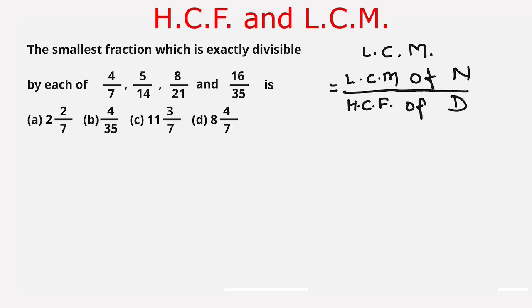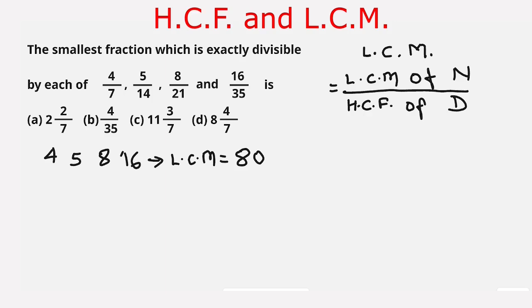So we have to first find the LCM of numerator numbers, which are 4, 5, 8 and 16. 4 and 8 are included in 16. So we have just to find the LCM of 5 and 16. As 5 and 16 are coprime numbers, therefore their LCM is the product of these two numbers. 16 times 5 is 80. That is the LCM of these numbers.